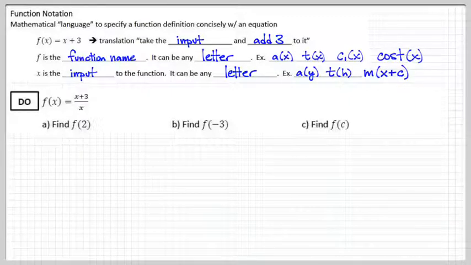Okay, so why don't you do these problems and I'll show you the answer in 3, 2, 1.